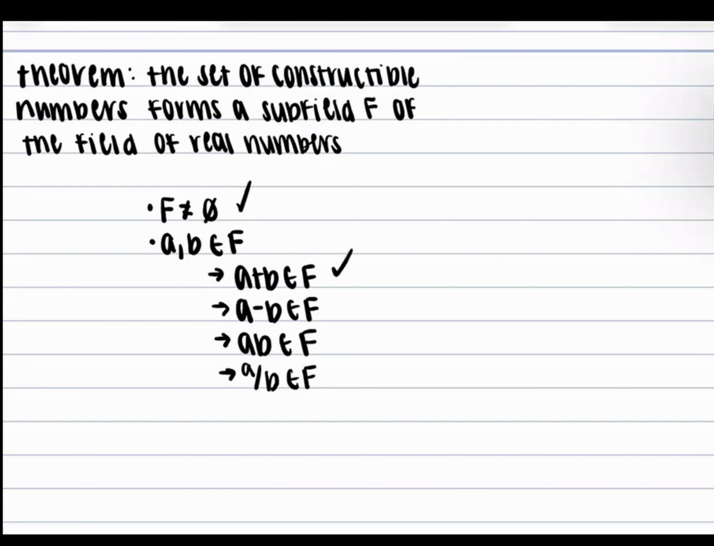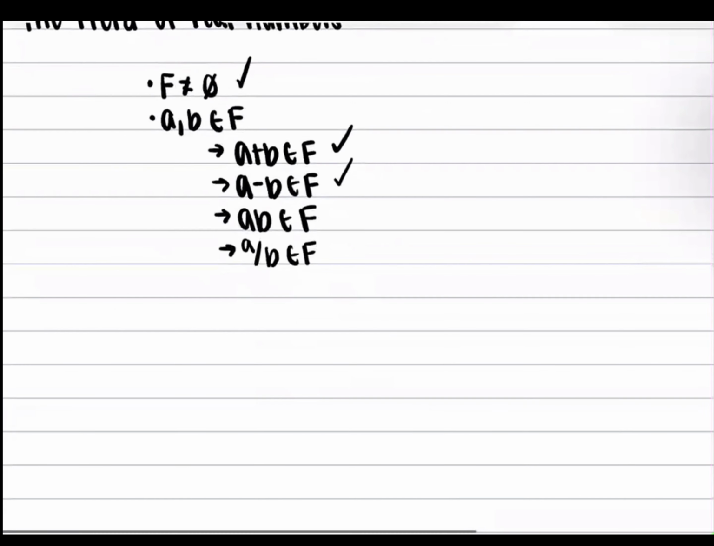We've also shown that we can add line segments, and from there it's pretty easy to see that we can subtract them. It's also important to note here that for A divided by B, B cannot equal 0. So now we're going to be showing that A times B is an element in F.